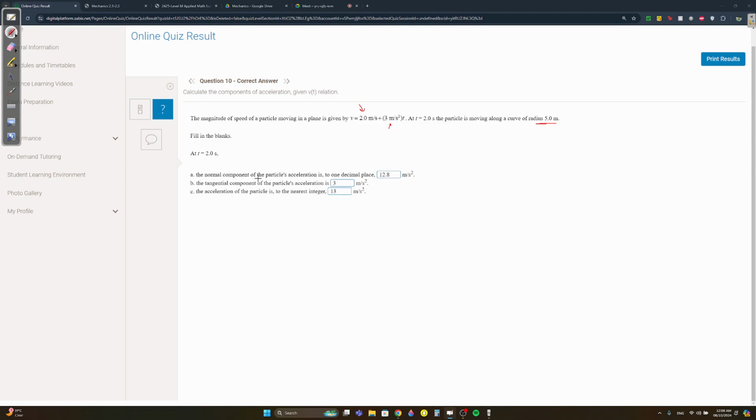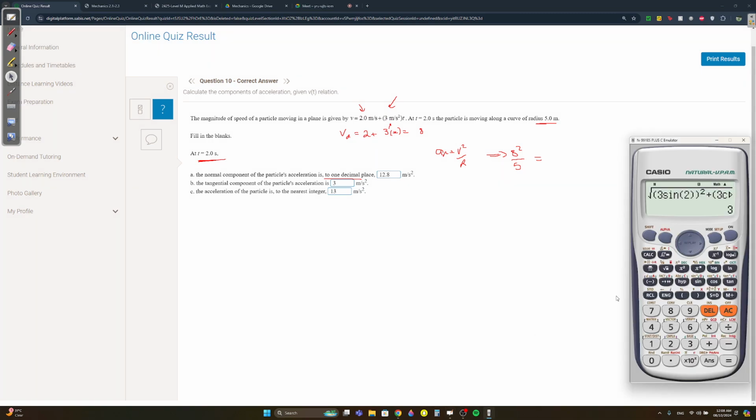The normal component of the particle's acceleration to 1 decimal place: you know a_n is equal to v squared over r. At t equals 2 seconds, let's find the velocity. v(2) is equal to 2 plus 3 times 2, so it's going to be 8. So it's going to be 8 squared over the radius 5. So is this correct? 64 divided by 5, yeah, 12.8.